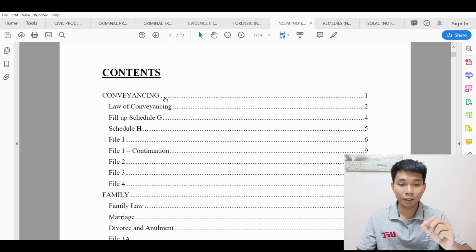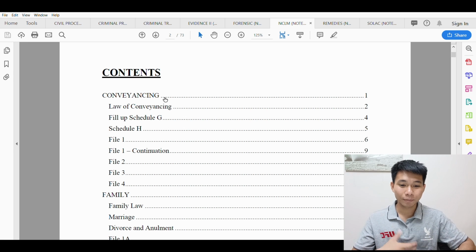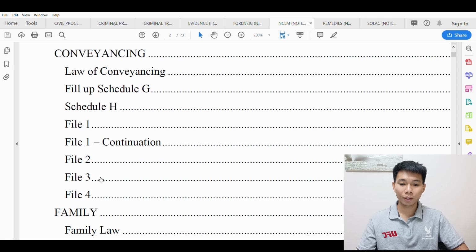Are you going to fill in the form 14A, the form 16A? How do you need to put in the IC, and more of that, perhaps the caveat. And you'll be doing it through file 1, file 2, file 3, and 4.